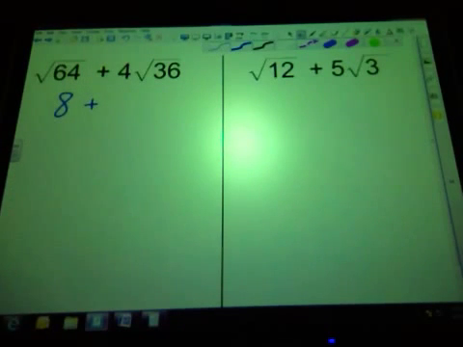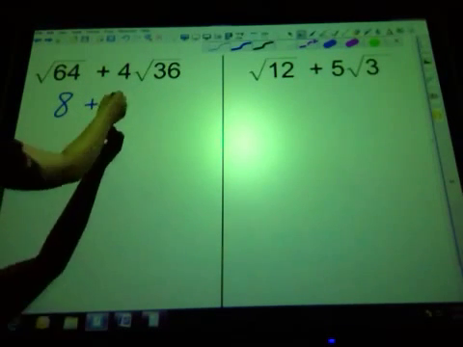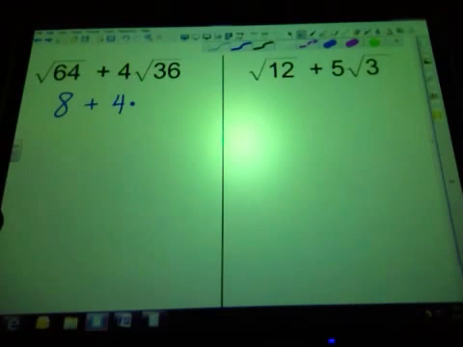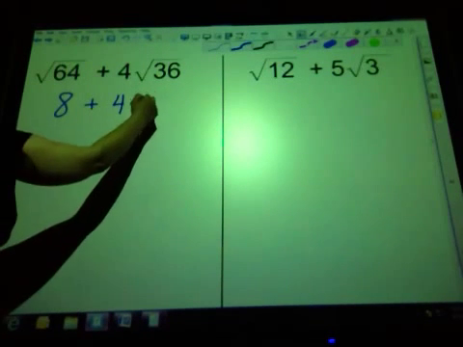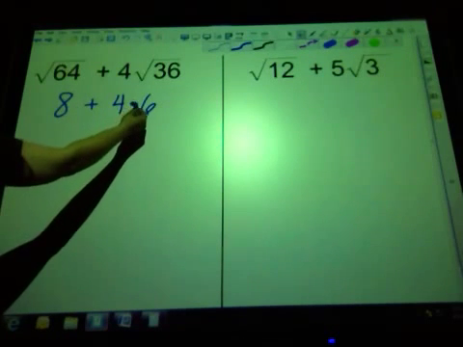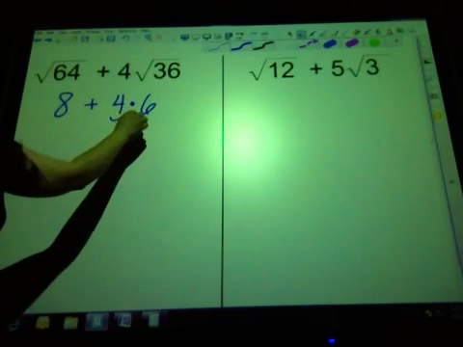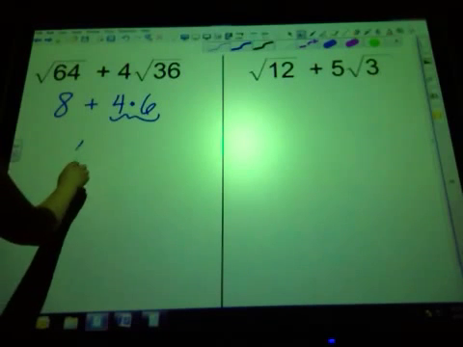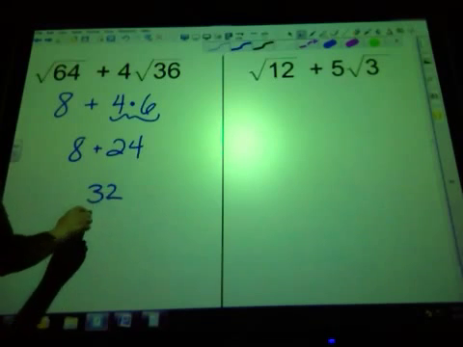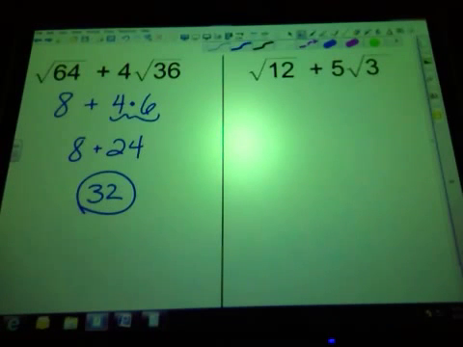So then I'm going to move on to this right-hand side of the problem. I think about the same thing. Is there anything that goes into 36? Well, 36 is a perfect square because 6 times 6 is 36. So I do 4 times 6. So now I just have 8 plus 4 times 6. Remember order of operations always applies. So we have 8 plus 24, which happens to be 32.